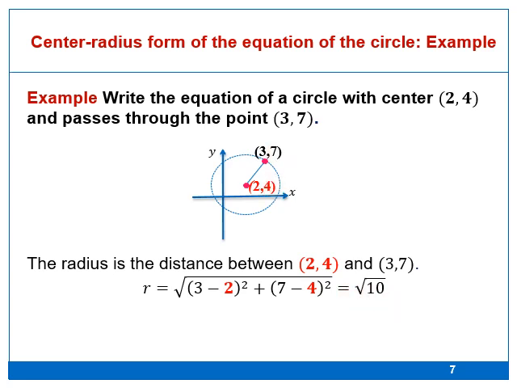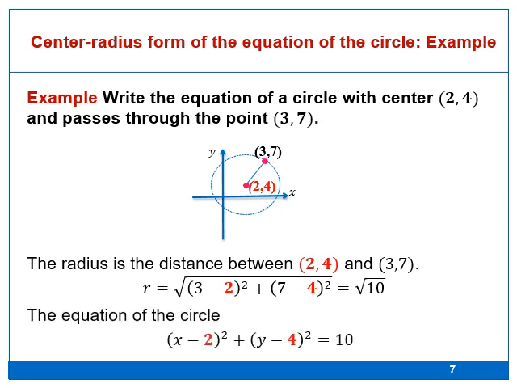Then we'll apply the center-radius formula. The equation of the circle will be given as x minus 2 all squared plus y minus 4 all squared equal to the radius squared, which is 10.